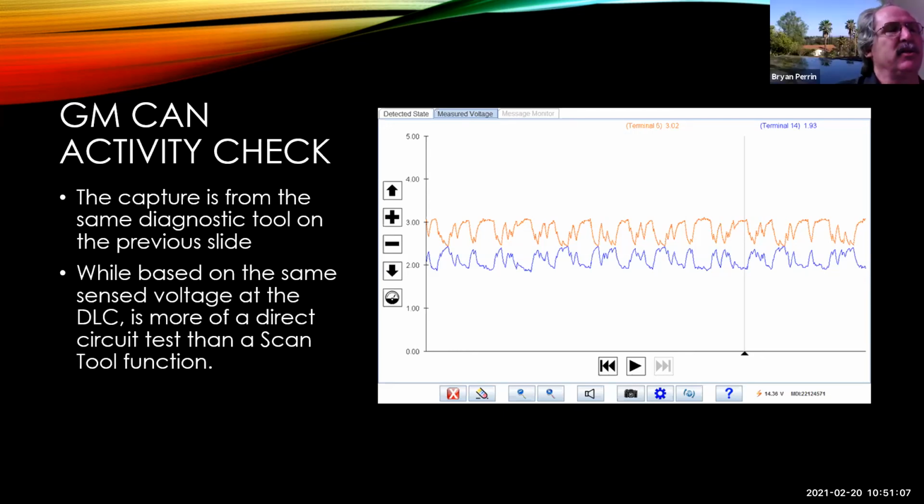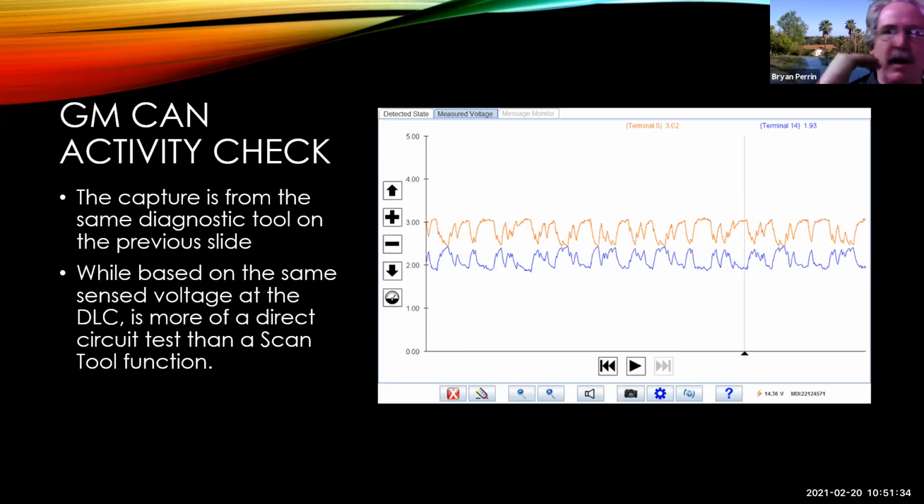Is this the resolution I get with a scope, where I see a square wave? No. But would this tell me if I had a problem on my CAN high, CAN low, or if it was shorted? Absolutely. It would show you that. So if I got a big problem, I'm going to see it here. But right now, it mirrors each other. So this is more of a high level check.